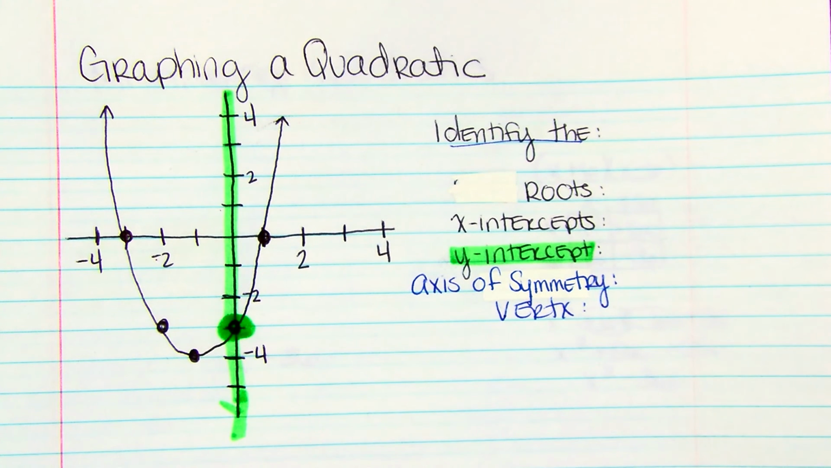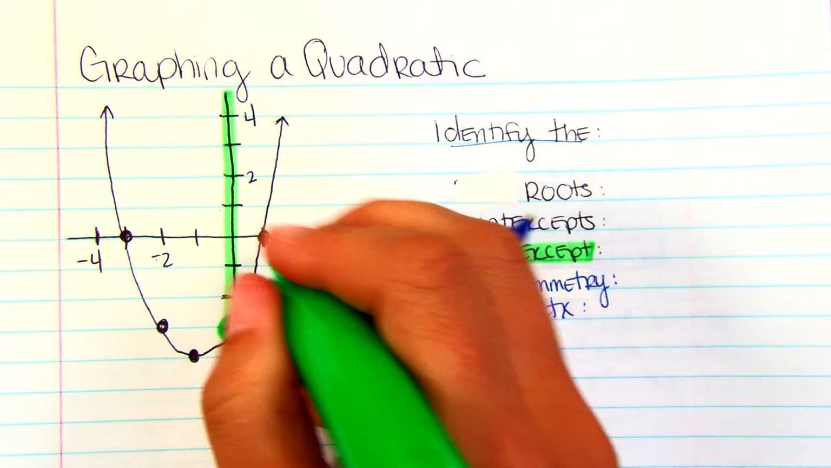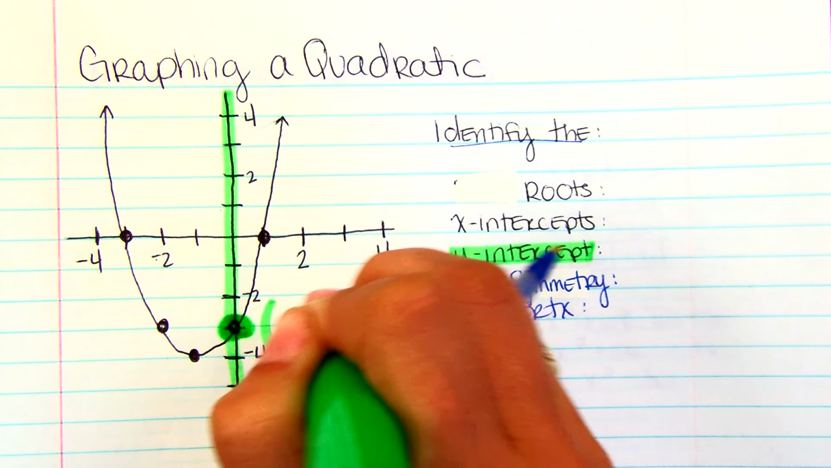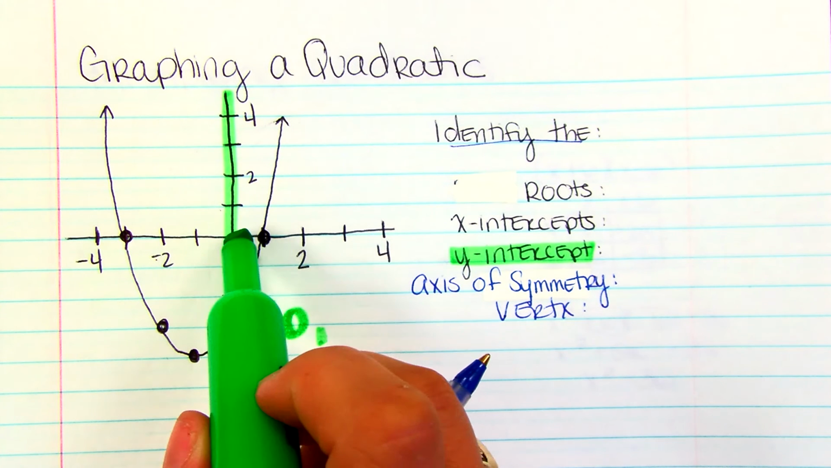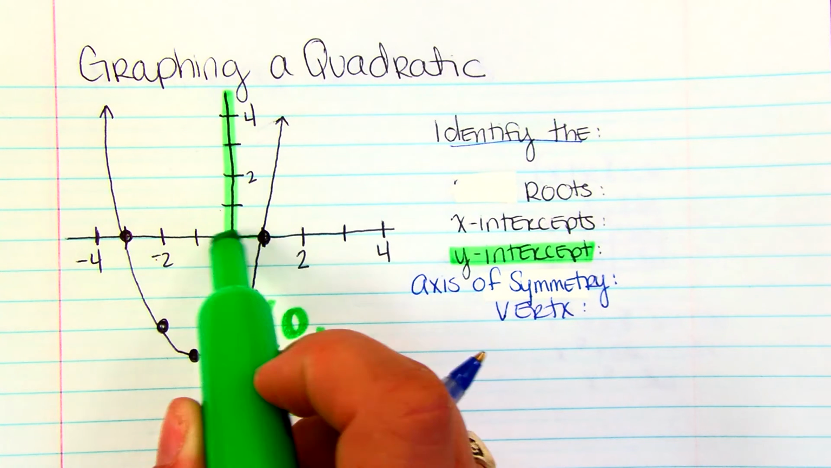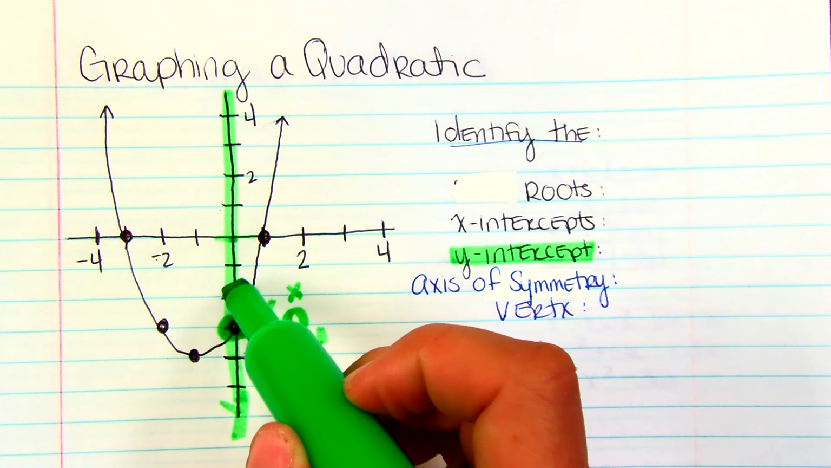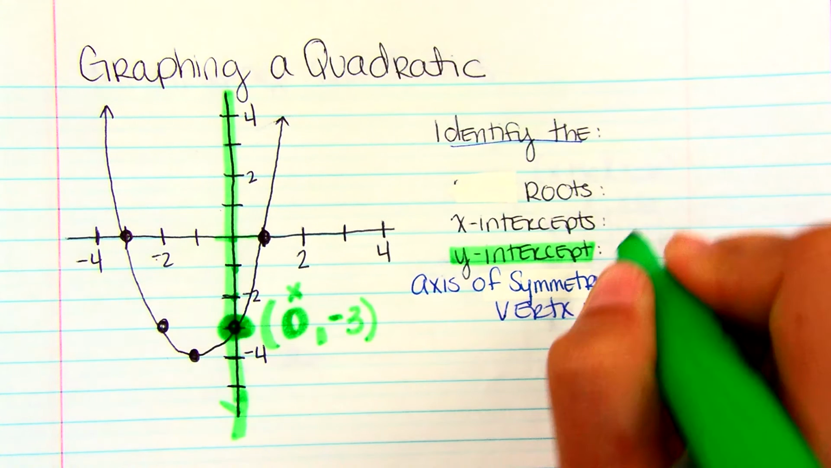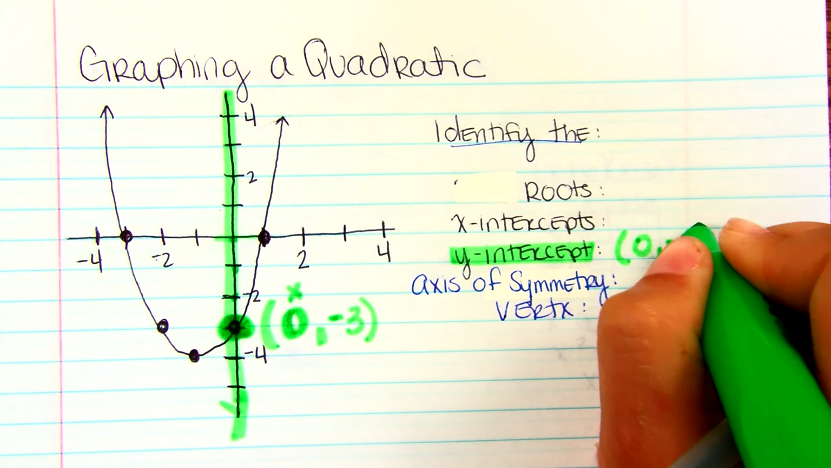Something to remember about y-intercepts is that they are always going to have a 0 for the x-coordinate and then something for the y-coordinate. Because if we were moving to this point, we would go left or right nothing. So we would go with nothing in the x direction, but then we'd go 1, 2, 3, down 3 in the y direction. So this y-intercept is (0, -3).